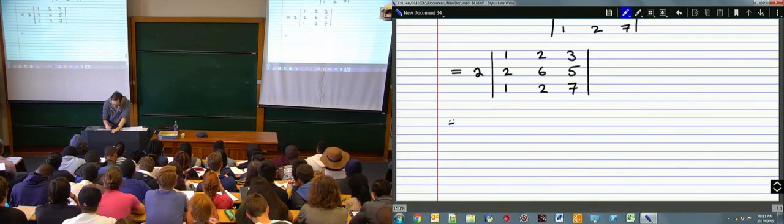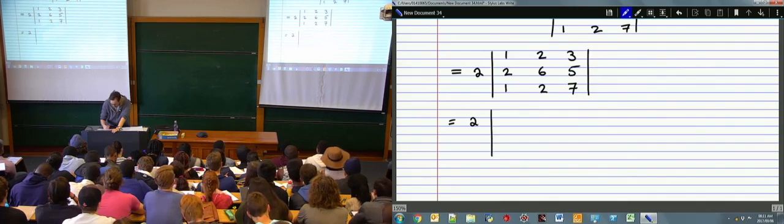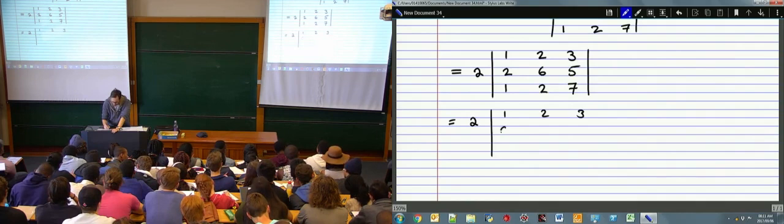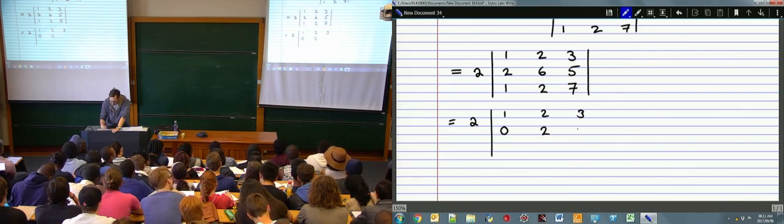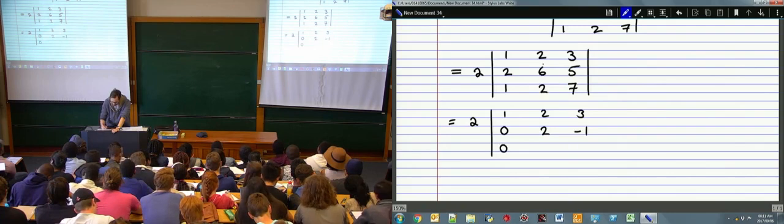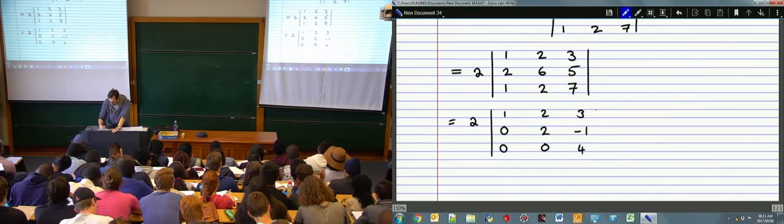So this is equal to 2 times, so we get 1, 2, 3. 2 minus 2 times 1 is 0. 6 minus 2 times 2, so 6 minus 4 is 2. 5 minus 2 times 3, 5 minus 6 is minus 1. 1 minus 1 is 0. 2 minus 2 is 0. 7 minus 3 is 4.